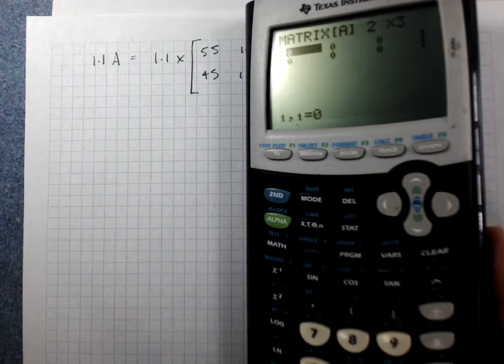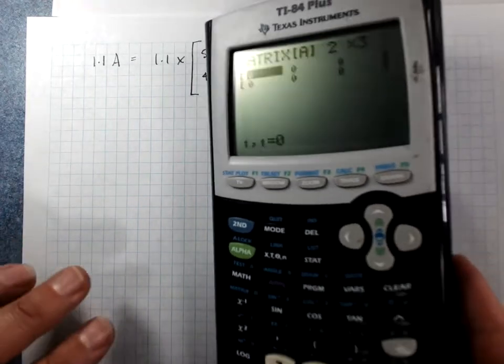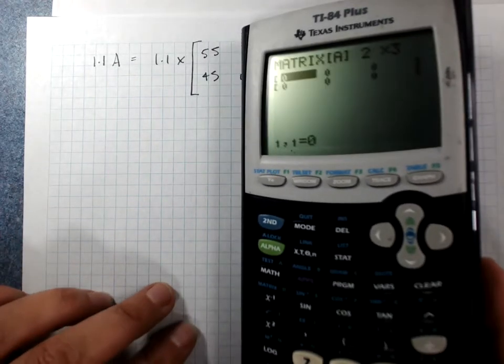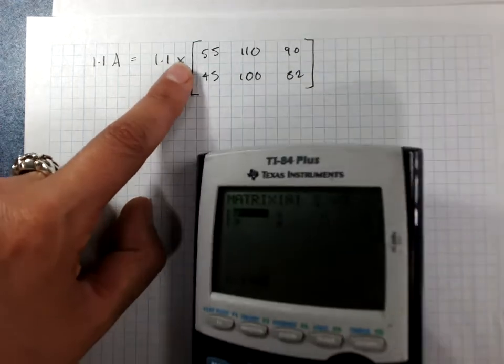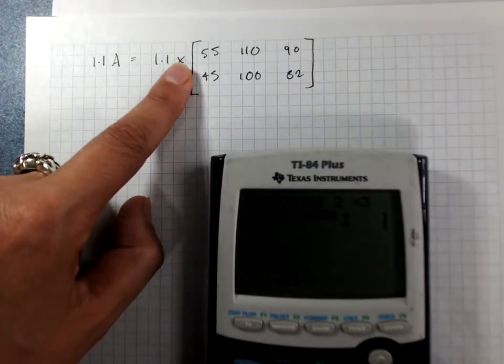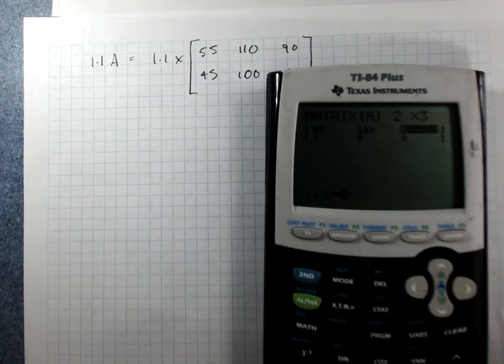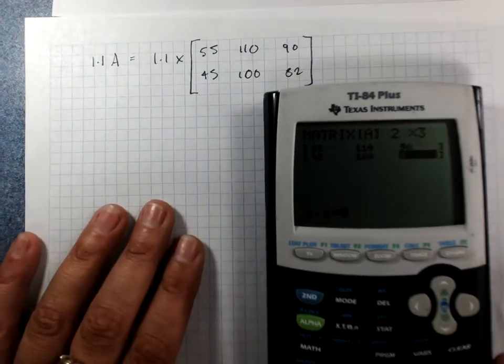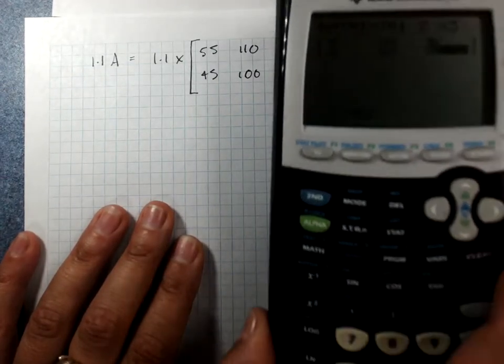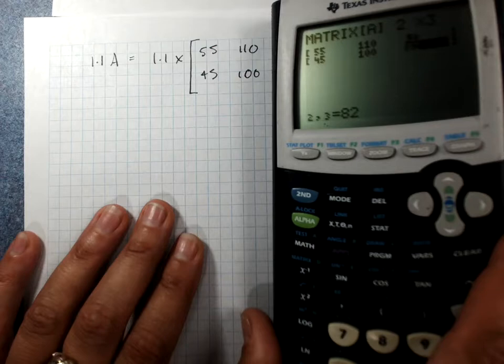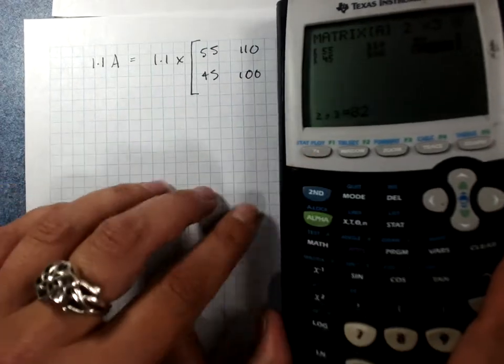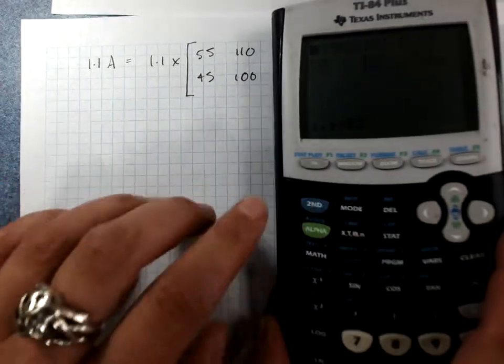Then, sorry, I'll just see if we can make that a little bit less glary. No, I'll use a different one next time. Enter our numbers in. We're using enter each time to get our numbers in. When you're done, second and quit back out of it.